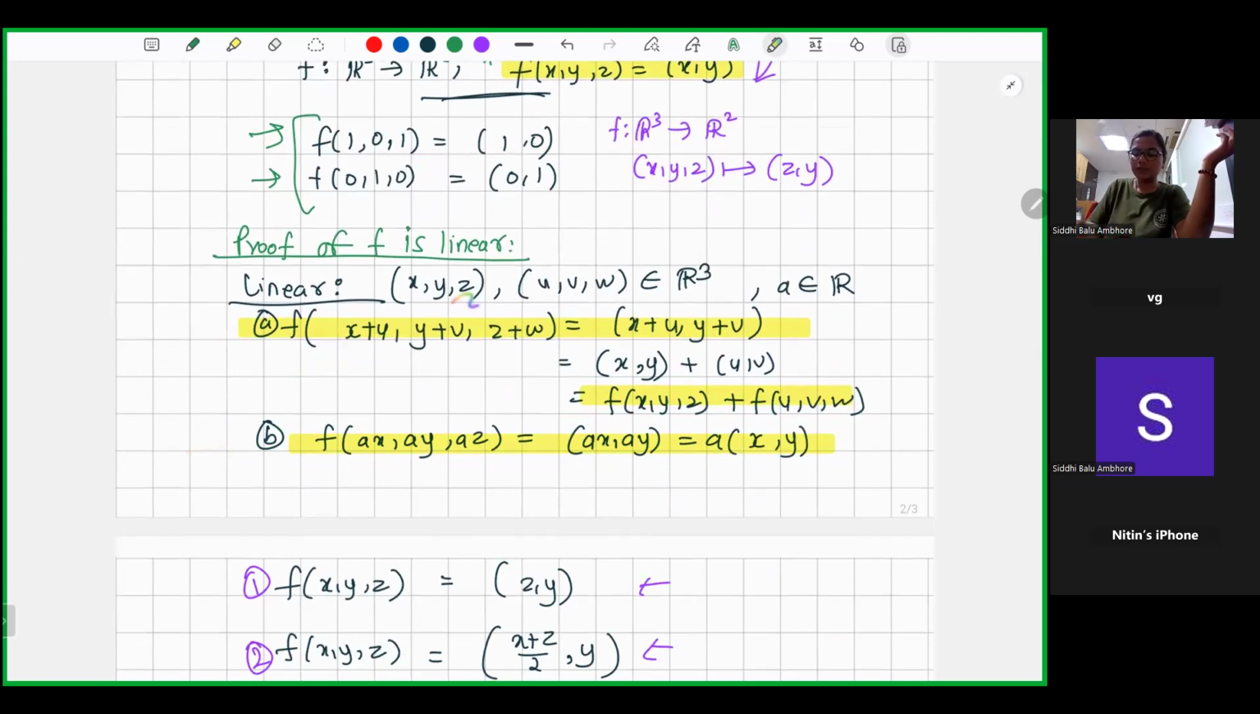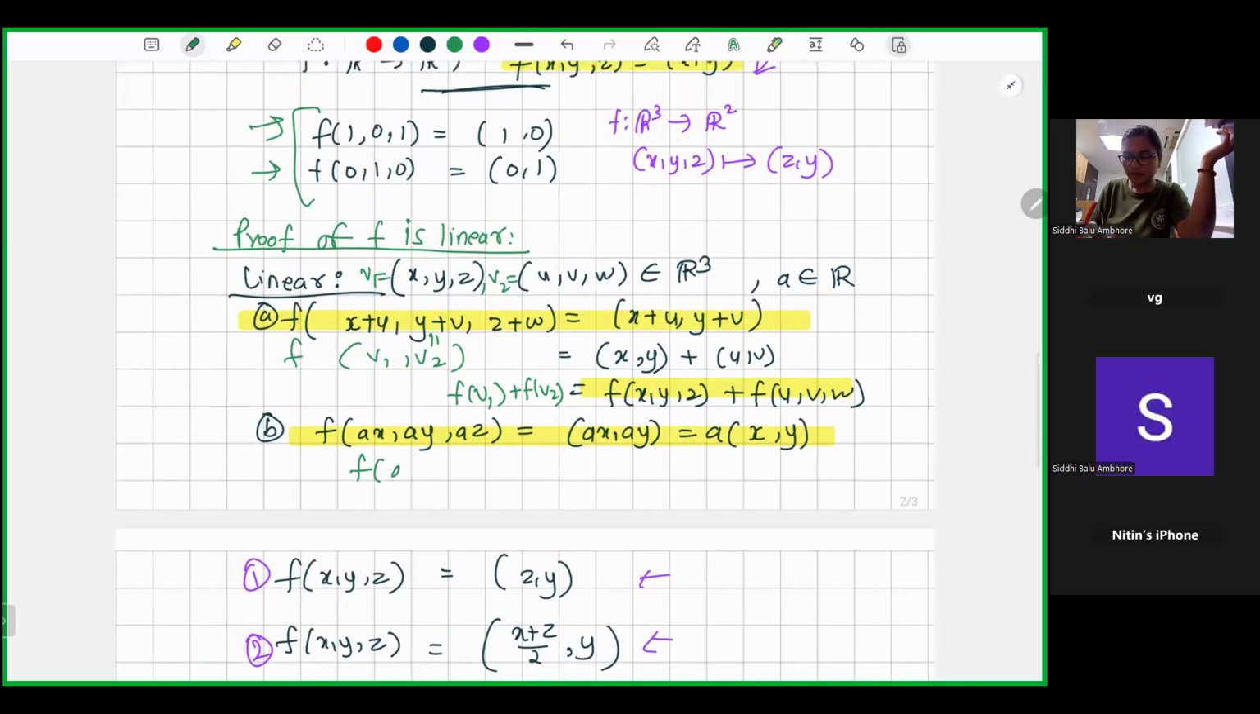If I call them v1 and v2, and I take this v1 here and this is my v2, then this is f of v1 comma v2, and this is f of v1. This is f of v1 plus v2, right? And here this is f of a v1, and this I proved is equal to a into f of v1, because f of v1 is x comma y.